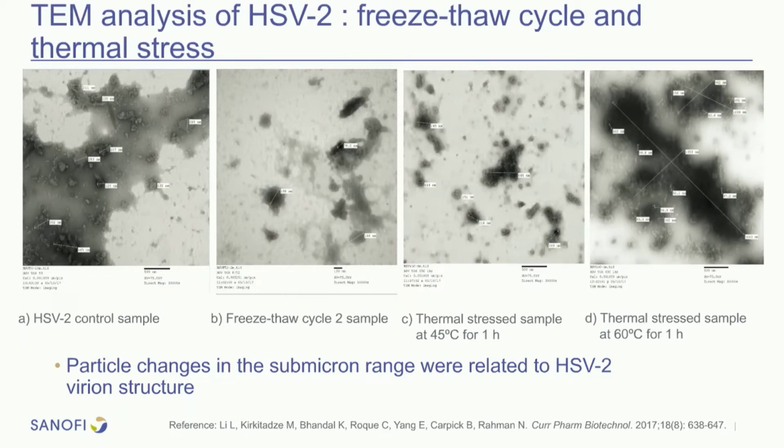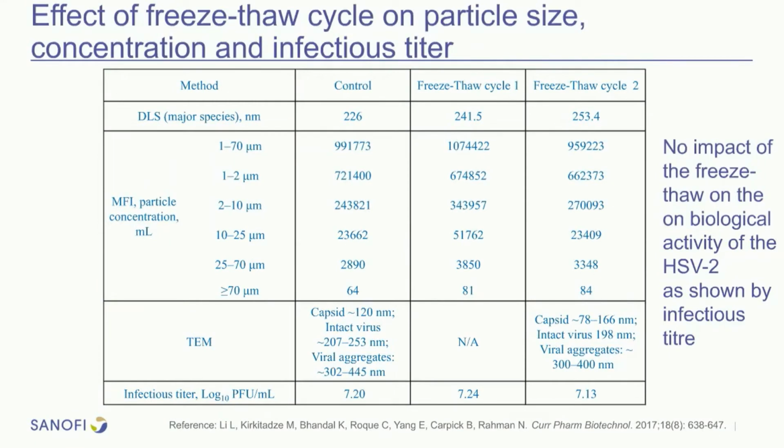Here is the summary slide of something you already saw, such as DLS and TEM, but also the MFI data captured. It shows the total concentration from 1 to 70, and then in ranges, for example, 1 to 2, 2 to 10, 10 to 25, and so forth, up to 70 microns. As you can see, there is no significant difference in particle count between control and freeze-thaw cycle. There are some changes, but they cannot be considered significant.